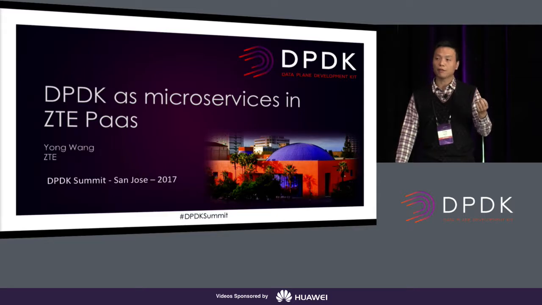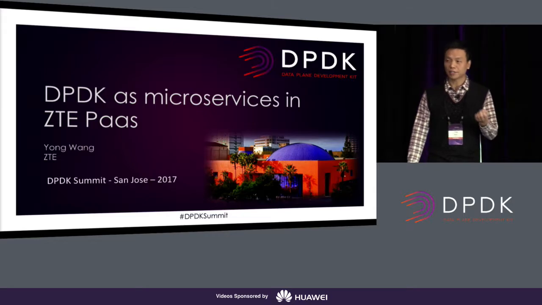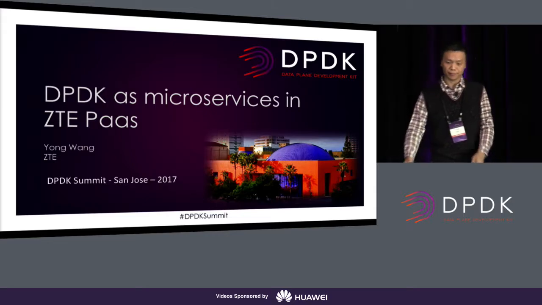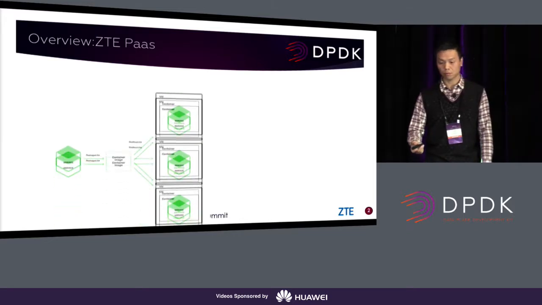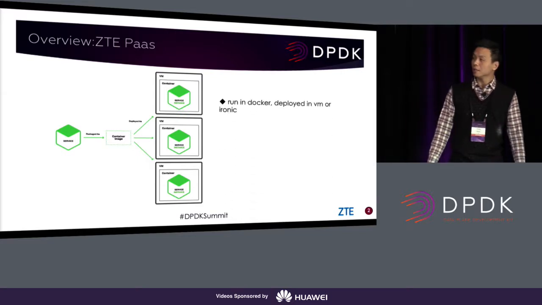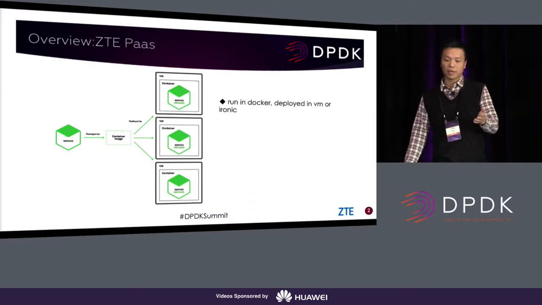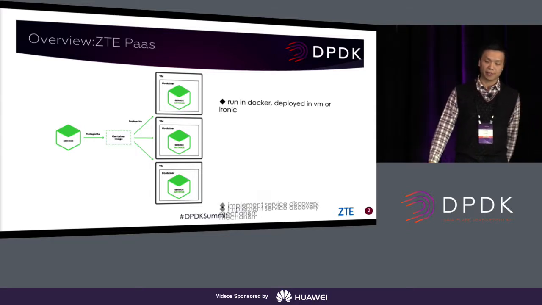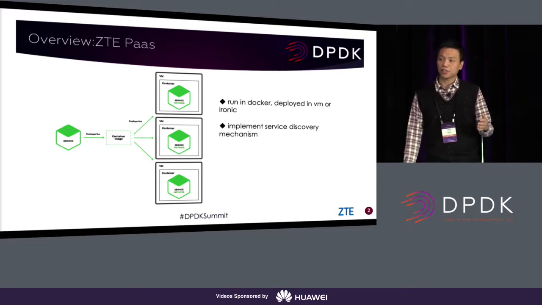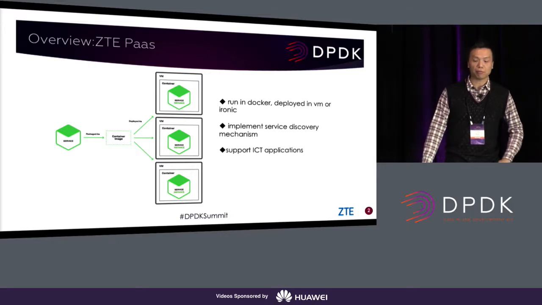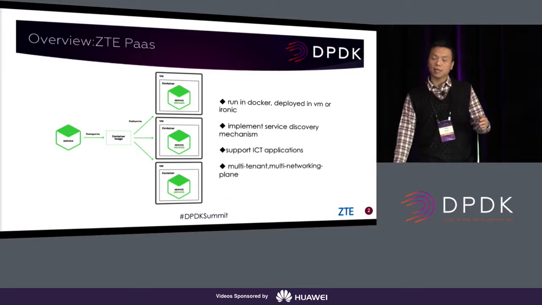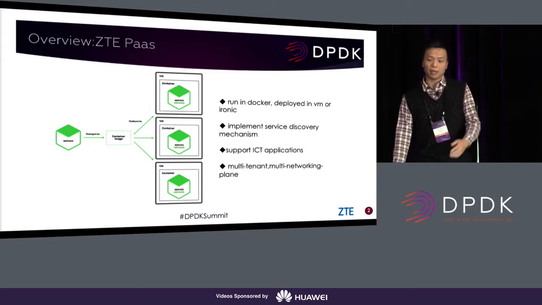I will show the 5th generation and network slicing. Now let's start. Our ZTE Paas runs in Docker and is deployed in VM or in Ironic. And it implements a service discovery mechanism. It supports IT and CT areas, and it supports multi-tenant and multi-networking plane.